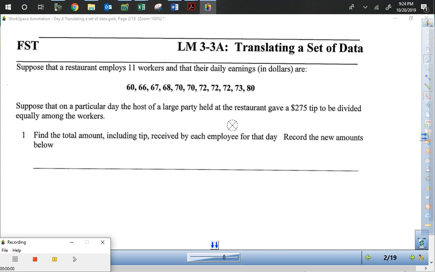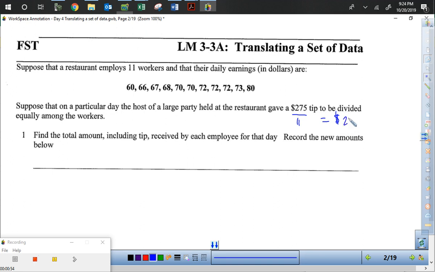It's the 11 workers and their daily earnings in dollars, and our job is to see what happens when there's a $275 tip that's divided equally among the workers. Okay, so it tells us find the total amount including tip received by each employee for that day. So first employee made 60, but we want to add in that tip. So our first job here is to, of course, decide how much each person gets if we divide that up evenly. So we'll start out with dividing that 275 divided by 11, and that tells us we're going to give each person $25 tip. All right.